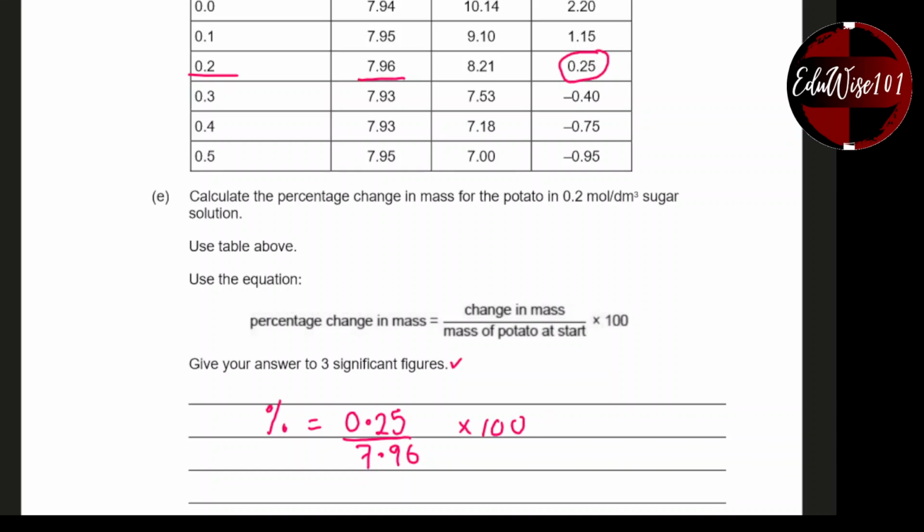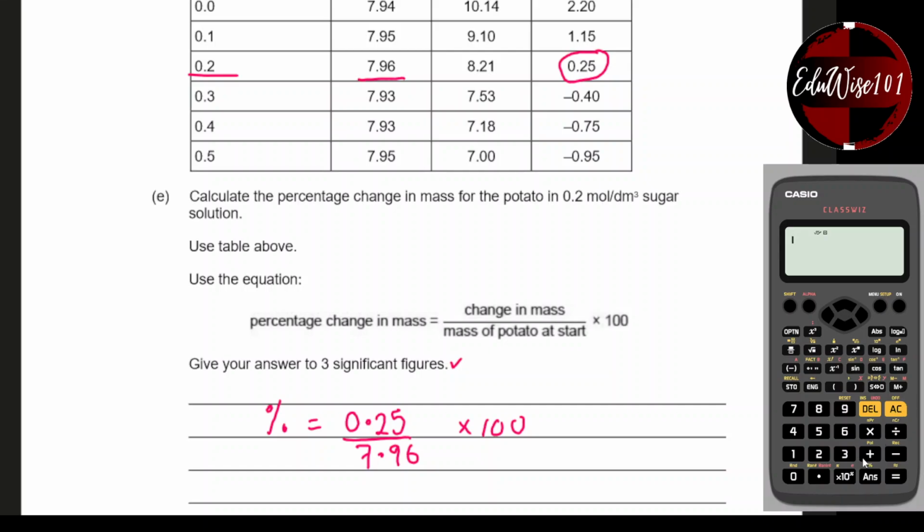So let's bring up the calculator. 0.25 divided by 7.96, and the answer, I'm going to multiply that by 100. That gives me 3.1407. Right? Because we want the answer to 3 significant figures, we can write it as 3.14.